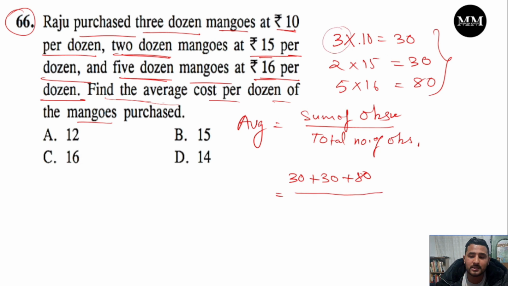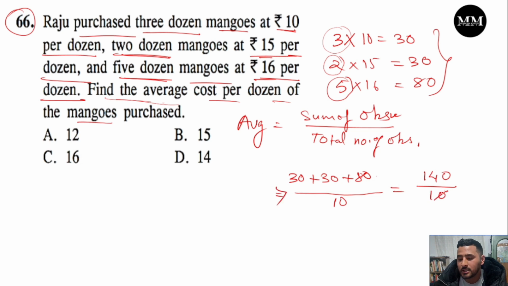First of all he bought 3 dozen, then again 2 dozen, plus 2 is 5, then again 5 dozen. So total number of observation will be how much? 10. Okay, don't be confused. So add this one. 30 plus 30 is 60 plus 80 is 140. Divide by 10, just cancel. 0 0 get cancelled. Answer will be how much? Remaining will be 14. So question number 66, answer would be option number D.